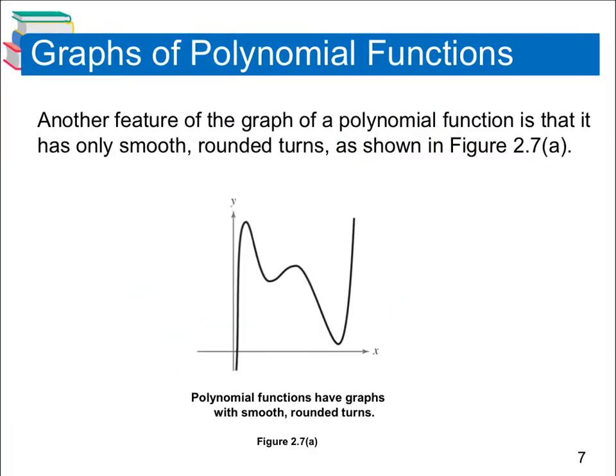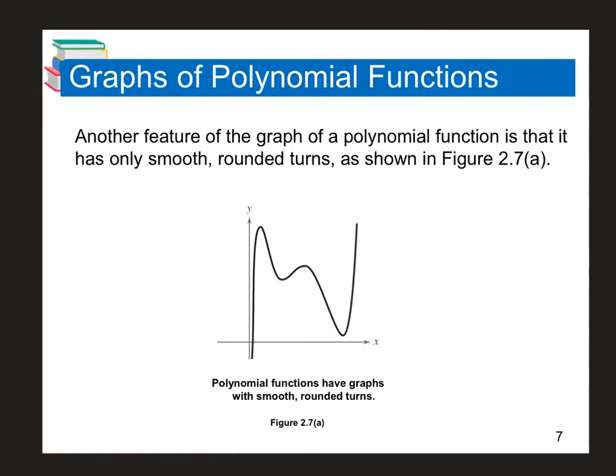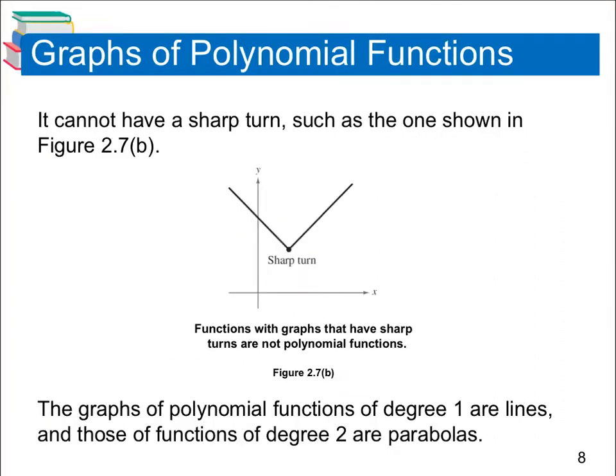We're looking at the next feature they talk about, smooth rounded curves. When you are graphing a polynomial of a higher degree, it's a function, it has smooth rounded curves. As you notice here, this has a sharp turn, so these are not polynomial functions. This sharp turn would be the absolute value of x. It makes a V. So you just have to pay attention to that.